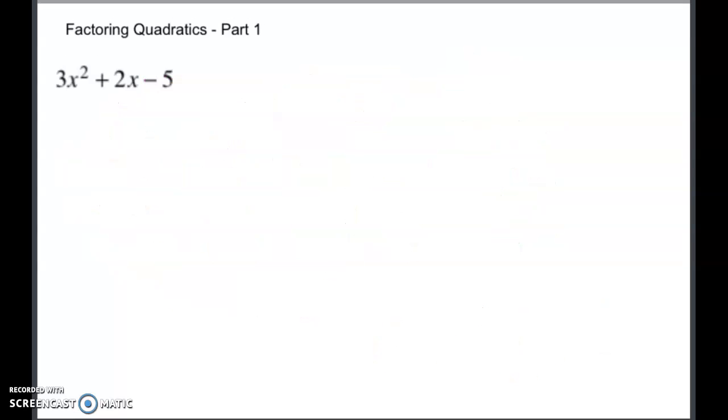Try out this final example to see how well you can factor quadratics.